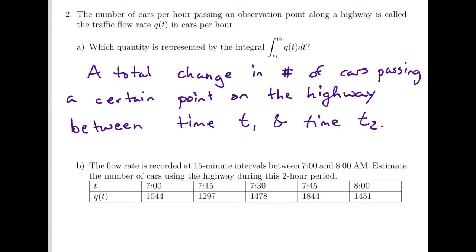Okay, so we know that it's a total change. You look at what the rate is of. It's cars per hour, so that's a hint that it's a total change in the number of cars. And then I gave a little bit more context in terms of the problem, and remembered to mention these limits of integration. All right, let's look at this next one.